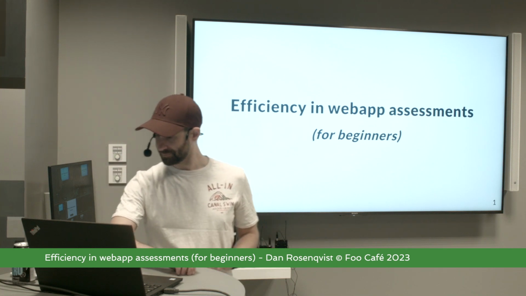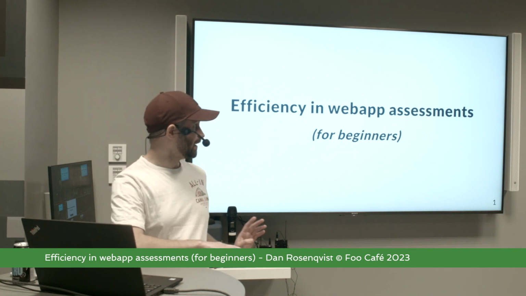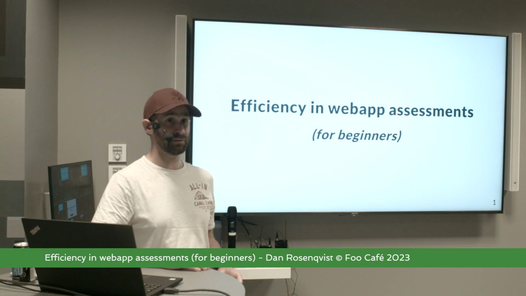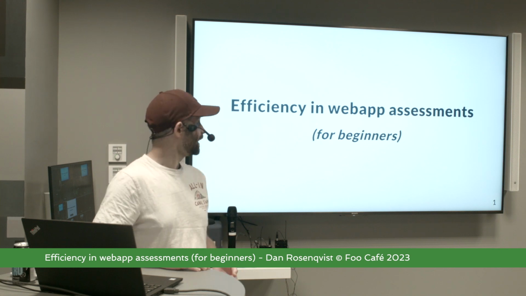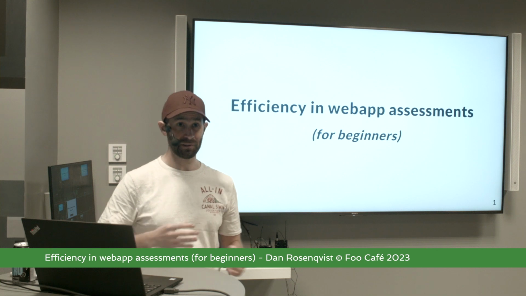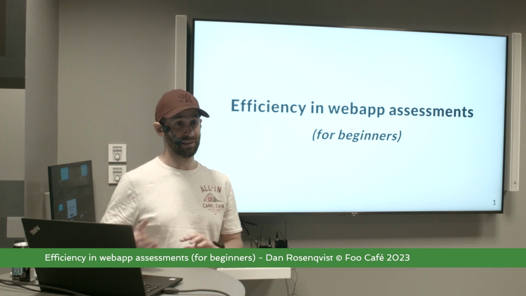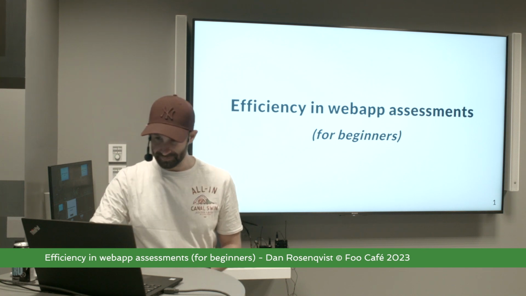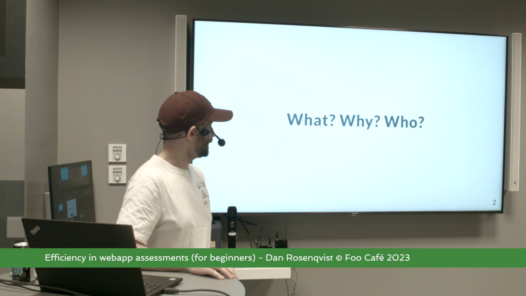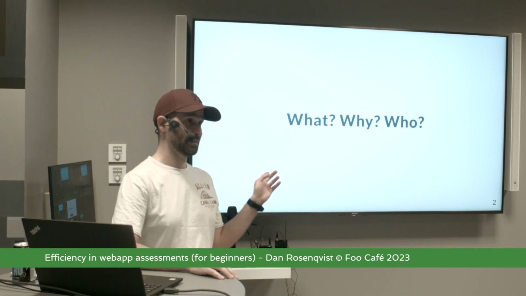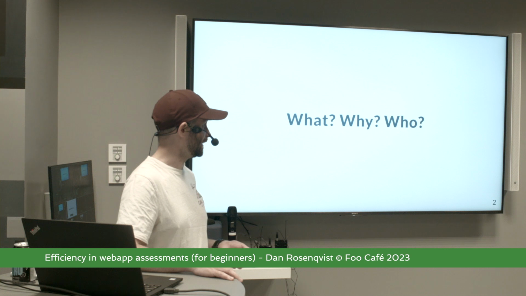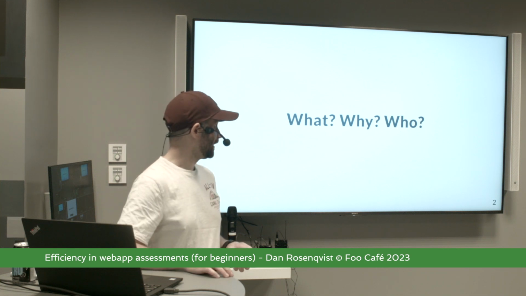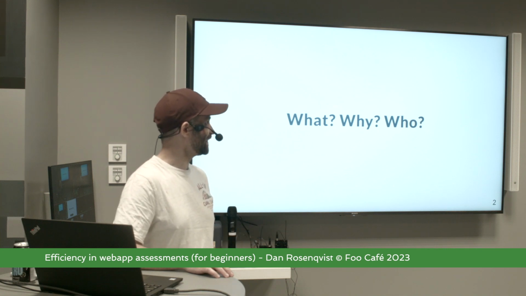So we will focus this session around a vulnerable web application, OWASP Juice Shop, for those familiar with it, and show the process of how we can assess it efficiently. This is slide number 2. I will cover what I did, why we should do it, and also who I am. We take the last part last this time.